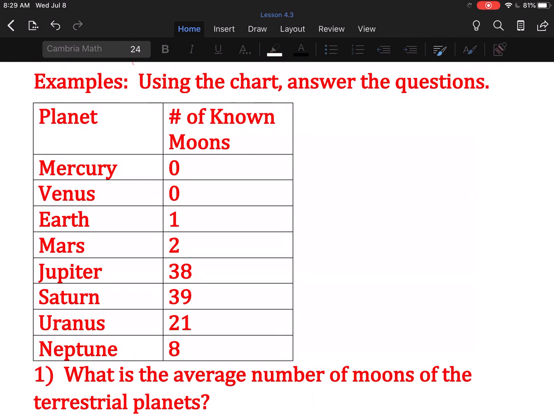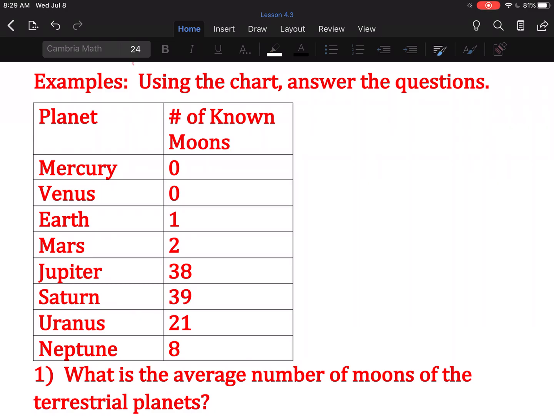Last bit here, using this chart, answer the questions. So we've got a chart of the 8 planets of the solar system and the number of moons that they had when your book was published. Your textbook was published, I think, in 2007, maybe even a little earlier than that. So a lot of these numbers, not Earth, not Mars, but the outer planets, the gas giants, their numbers are actually a bit higher now. But we're going to use the numbers we were given.